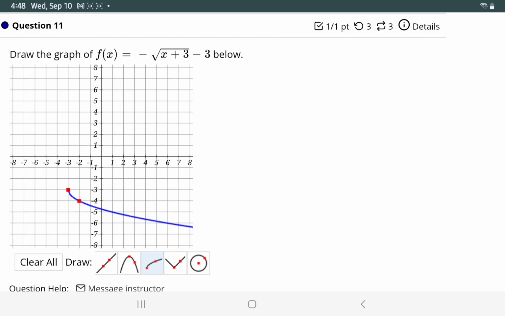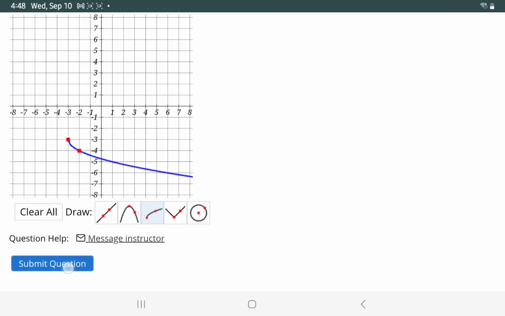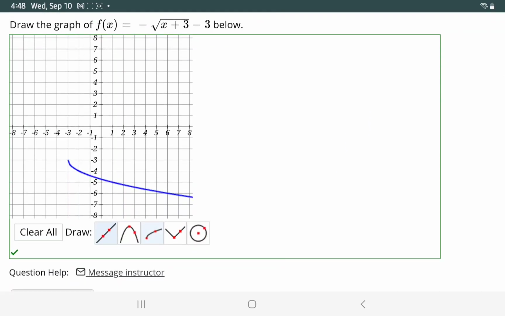And of course, if we stop and think about it, what we're looking at here with f of x is just a translation of the standard square root function by 3 units to the left and 3 units down. So that's why our initial point here is -3, -3. And then it's also, once again, a reflection about the x-axis. And so that's why we have a square root function that's oriented downwards. And so let's go ahead and submit this. And once again, we're correct.